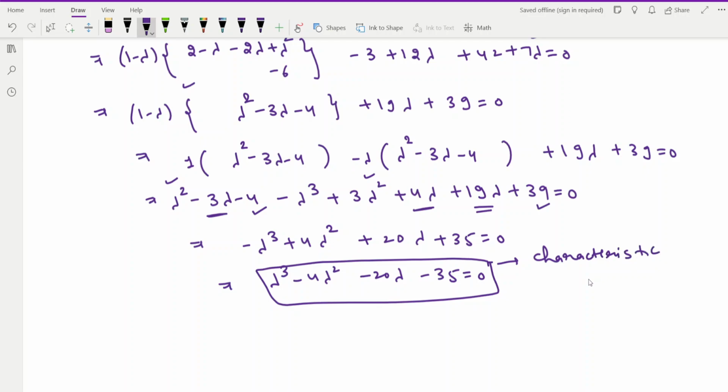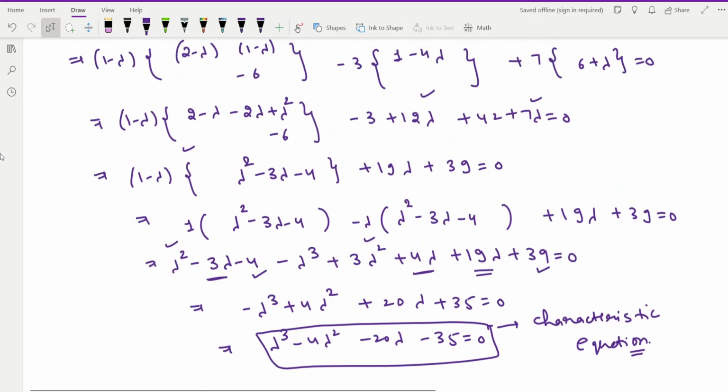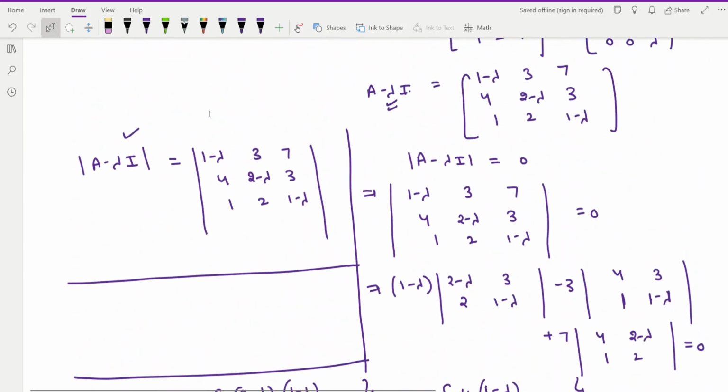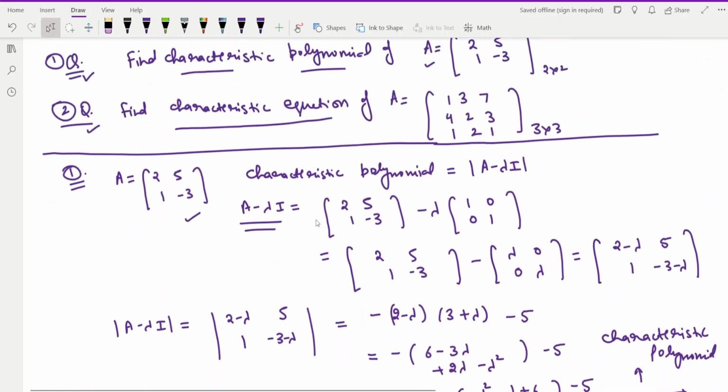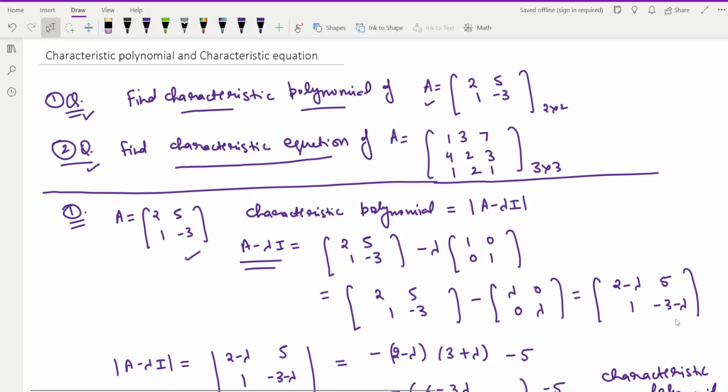This particular equation is known as the characteristic equation. Characteristic equation of what? Characteristic equation of this particular 3 by 3 matrix. So students, in this video I have discussed two concepts with all of you. The first concept is related to the characteristic polynomial, where the matrix is of 2 by 2 order, and the second concept is related to the characteristic equation, in which I have considered a 3 by 3 matrix.